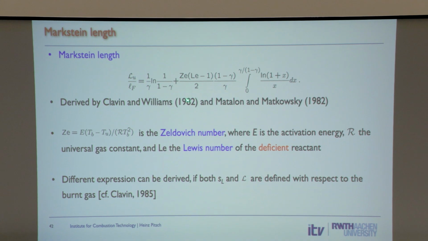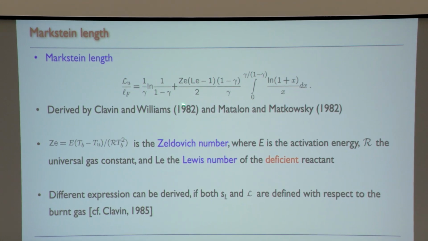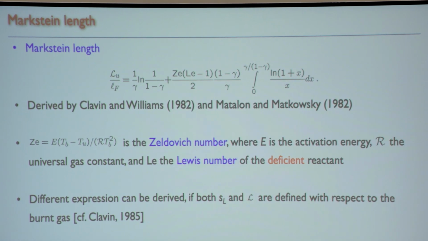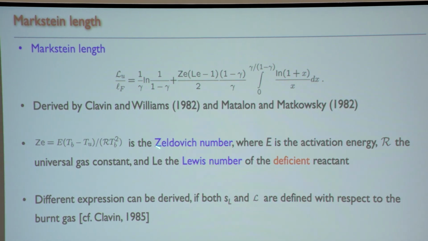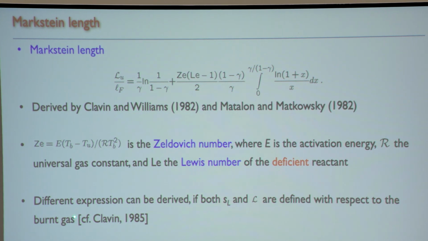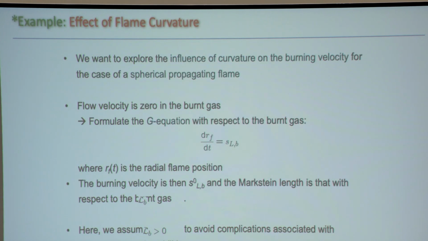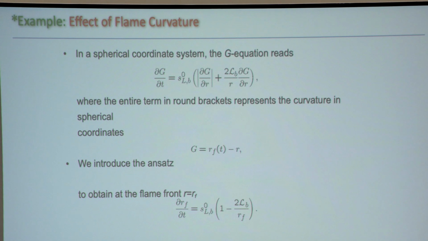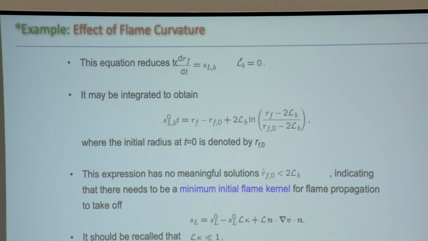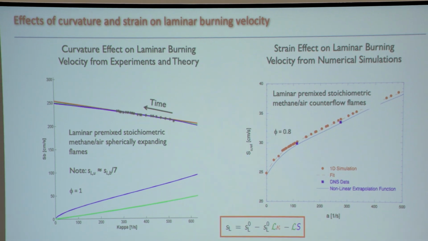It was derived by Matalon, Matkowsky, very famous papers, and Clavin and Williams, both of these very famous papers, which introduce the Zeldovich number, I mentioned this, and the Lewis number. That's really not so important here. Then there's more discussion here in terms of the level set formulation with curvature. We don't need to discuss this.